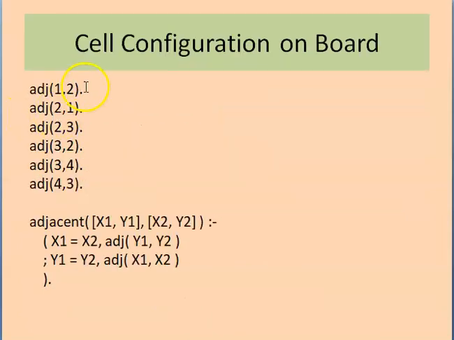Then we have to define what are the adjacent cells. So 1 is adjacent to 2, 2 is adjacent to 1 and 3, 3 is adjacent to 2 and 4, and 4 is adjacent to 3. So this way we have defined the adjacency.